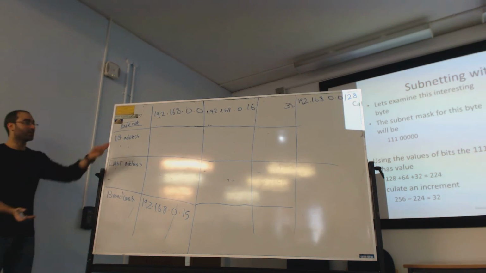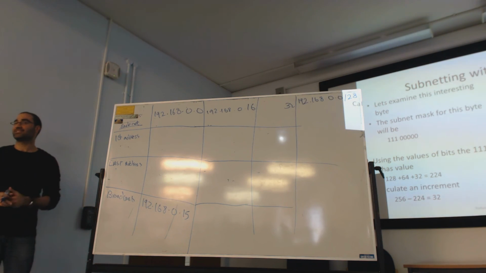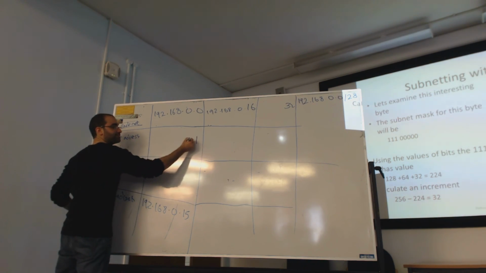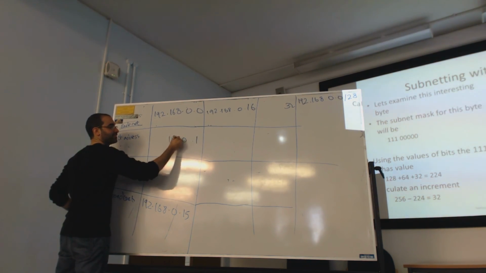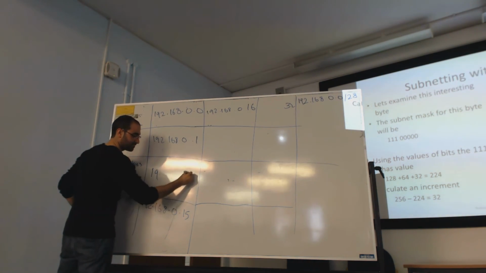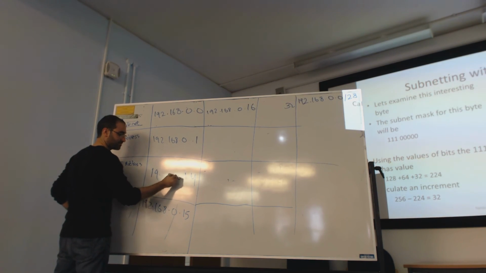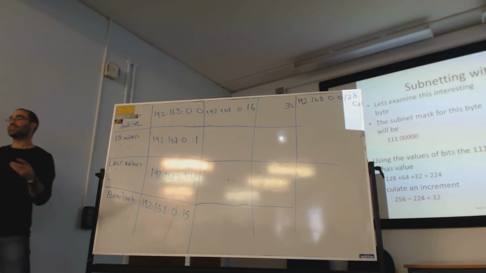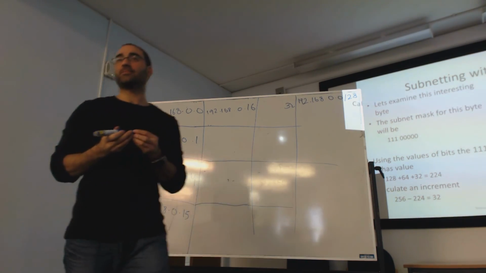So eventually now the first and the last should be logical. First one is 1. Last one, 14. It's now better at least. Is it clear?